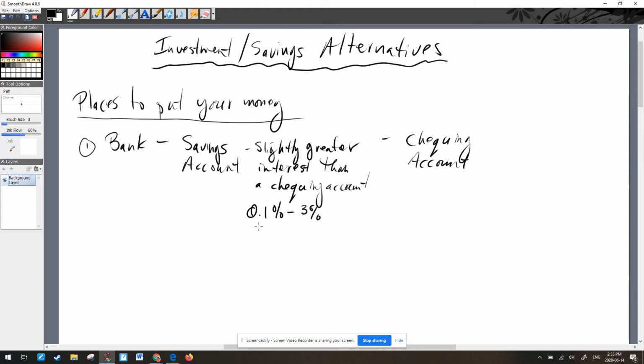So what impacts the rate? What impacts the percentages is how much money you have saved. The more money you have in the account, often the higher the tier of interest it will take you to. And the other big thing that impacts it is how many services you can access.